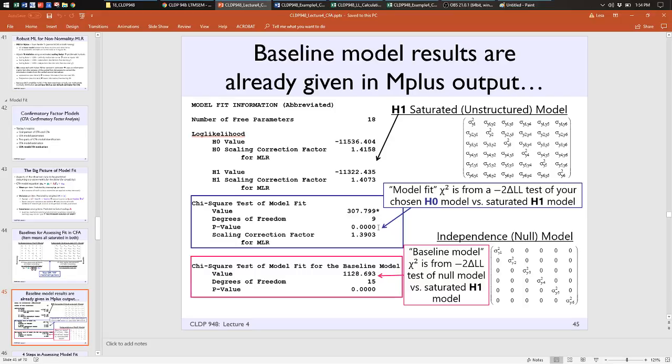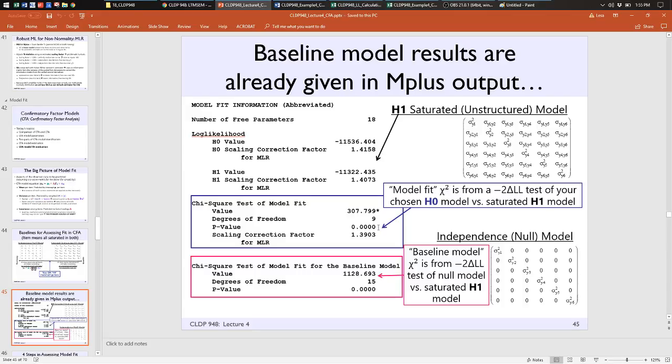The null model test down here, what this is actually asking is whether you have anything worth modeling. It's comparing a model that says you have no relationships among your items to a model that says you have perfect relationships among your items. If that test is non-significant, this one on the bottom here, it means you don't have any covariances worth modeling. Game over.